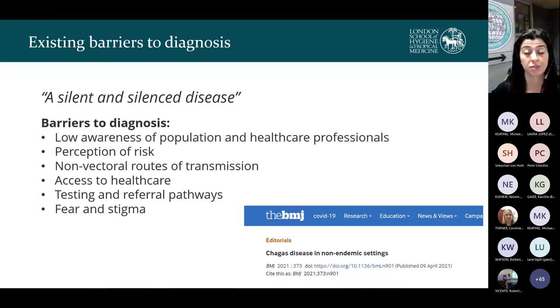Additionally, Graciela's also given birth to two daughters here in the UK, and she wasn't offered any screening antenatally. She touches on some of the many different barriers to diagnosis experienced by the population, including low awareness of healthcare professionals and testing and referral pathways. And we go into a bit more detail on these in an editorial that we published last year in the BMJ.